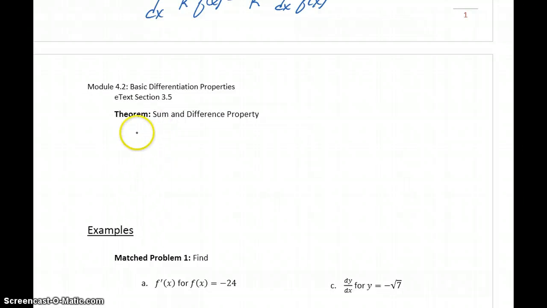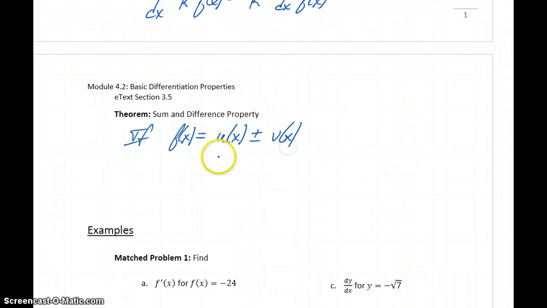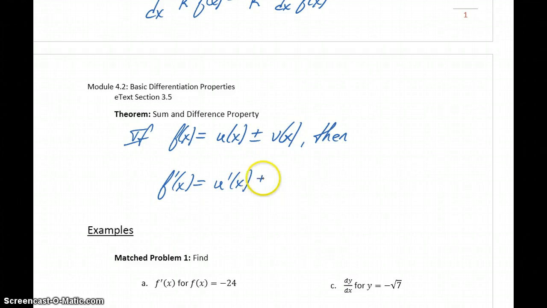And then we have the sum and difference property. So if f of x is composed of the sum or difference of two functions, so if we had u of x plus v of x or u of x minus v of x, either of those two options, then the derivative of our given function would be the derivative of the first function plus or minus the derivative of that second function. So if to start off we had an addition problem, the final result is an addition problem. If we started off with a subtraction problem, the result here is a subtraction problem.